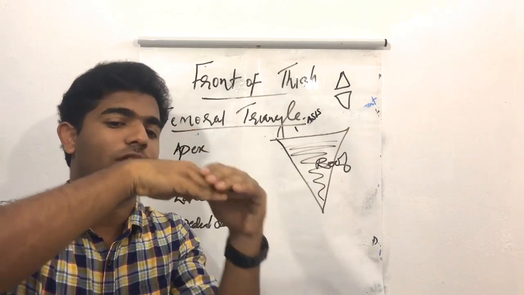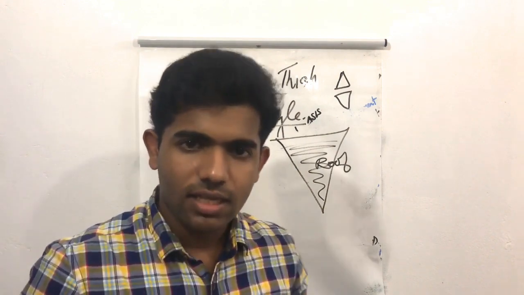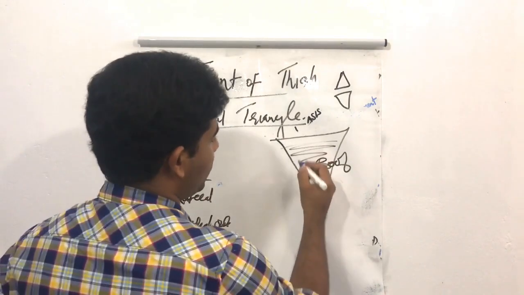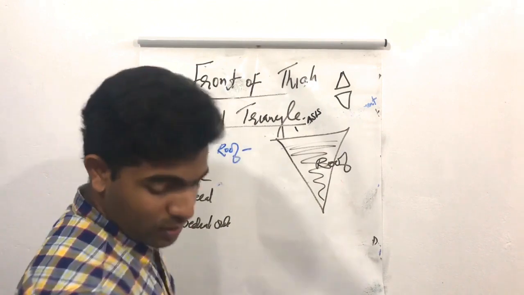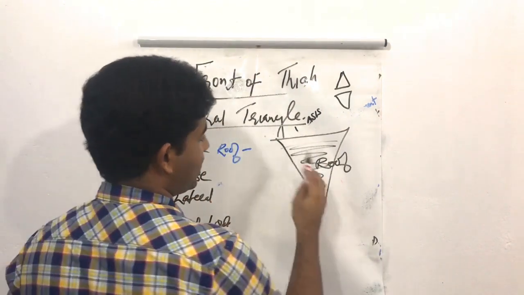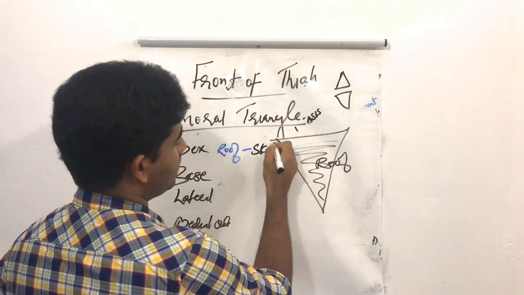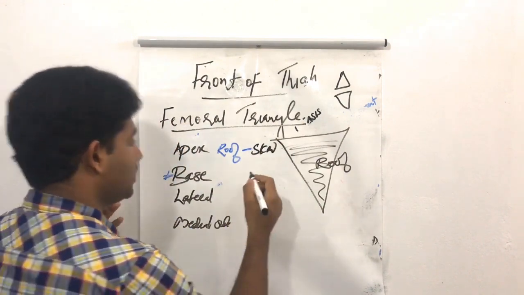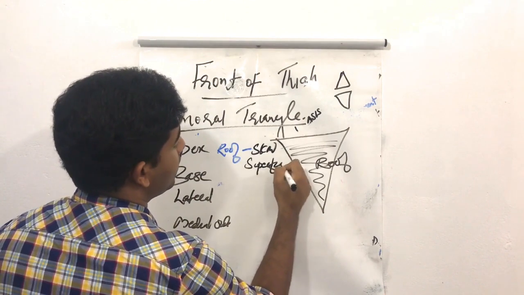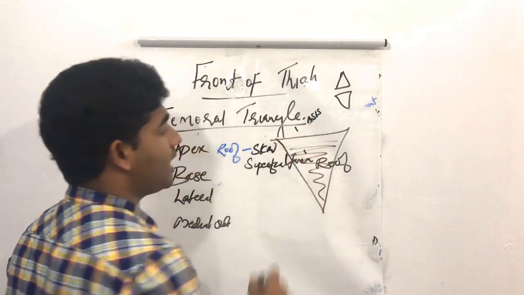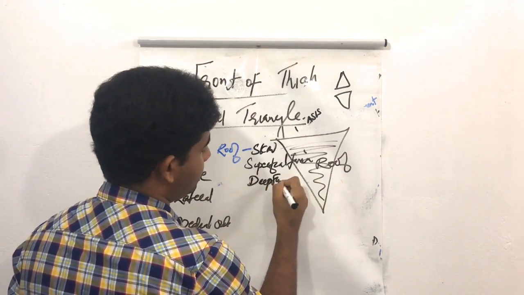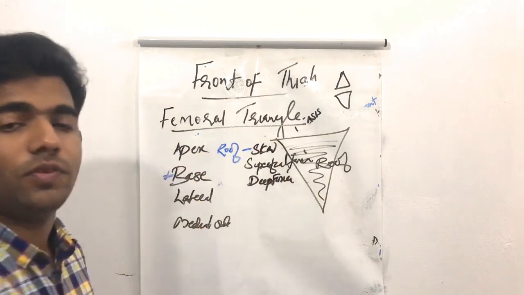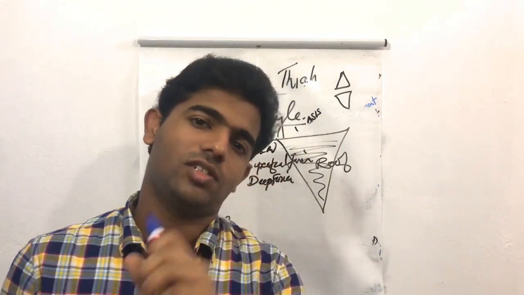So you need to identify the structures that are seen in the roof of the triangle. Okay, the roof. The first structure would be, what is the first structure seen in the thigh? That is the skin. Very good. The skin. Next one, the superficial fascia. Then the deep fascia. Skin, superficial fascia, and the deep fascia form the roof of the femoral triangle.